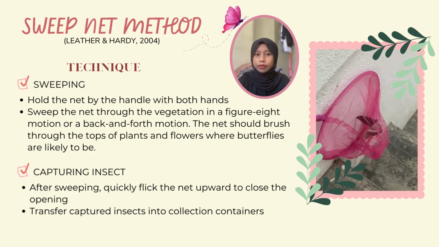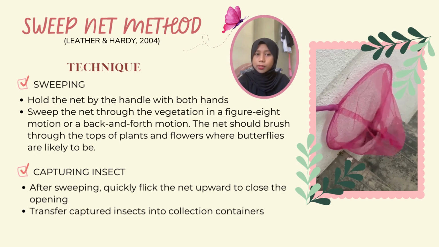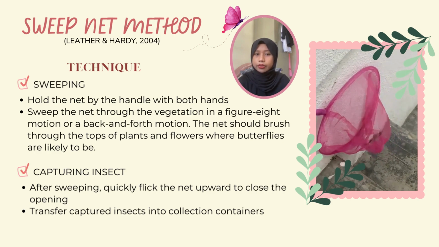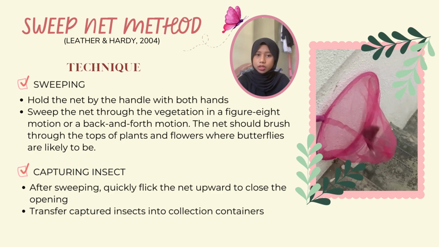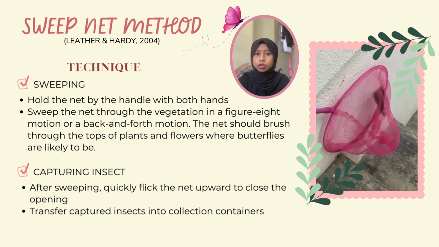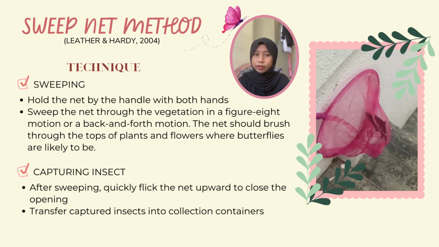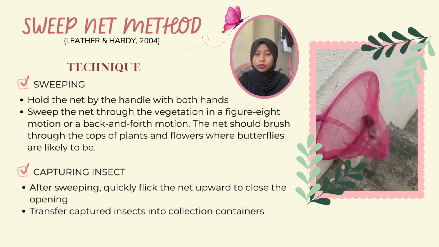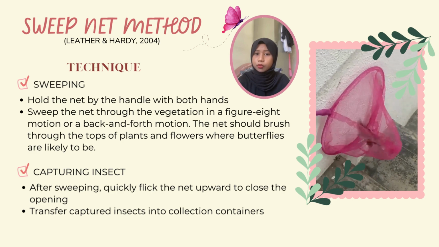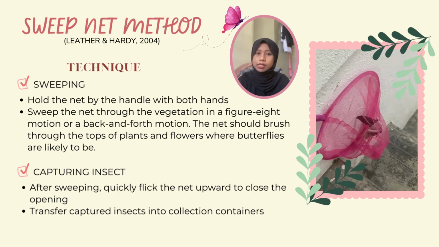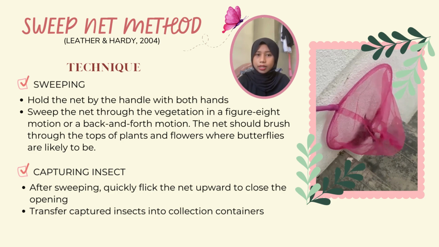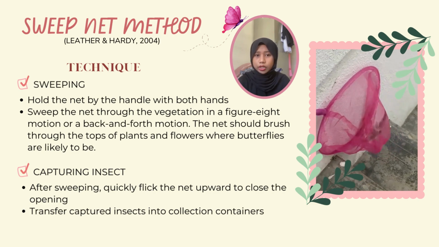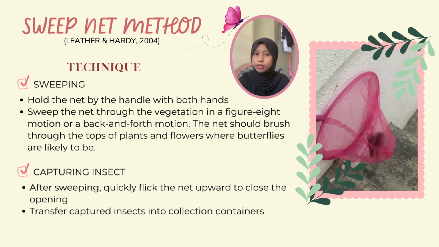The technique involves holding the net with both hands and sweeping through the vegetation in figure-8 motion or a back and forth motion. The net should brush through the tops of plants and flowers where butterflies are likely to be. After sweeping, quickly flick the net upward to close the opening and prevent the insects from escaping. Then, transfer the captured insects into a collection container by gently coaxing them out of the net.